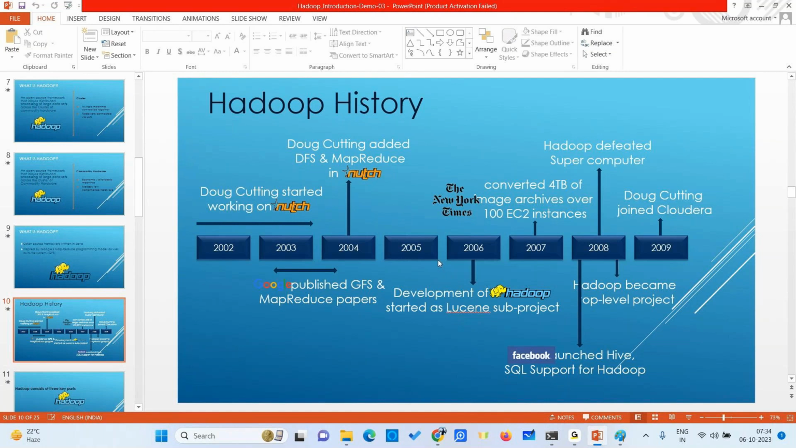Over a period of time, development of Hadoop started as a Lucene subproject by using the same concept, that is the Google File System. In 2006 it completely came into the picture to the public. It converted 4 TB of image archive data over 100 EC2 instances. EC2 instances mean nodes; in AWS we call them EC2.